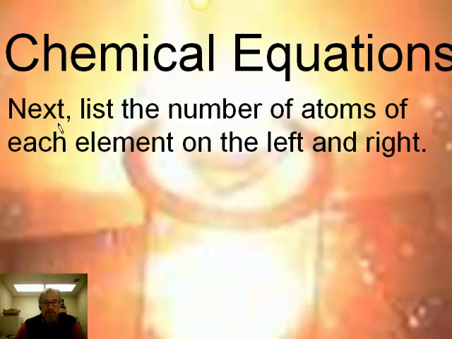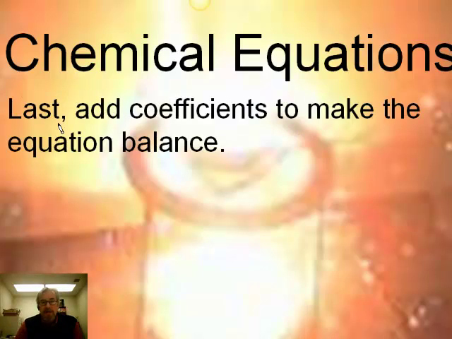Once you have your formula equation correctly written, list the number of atoms of each element on the left and the right. As you get better and better at this, you don't have to physically write these out. You can sort of do it in your head. But you want to know how many atoms of each element are on the left and then on the right. The last thing you do to bring this into balance is to add coefficients to the front of chemical formulae and symbols. You can never change subscripts because that actually changes the substance. But you can add coefficients to increase or decrease the number of moles of each reactant or product that's present.